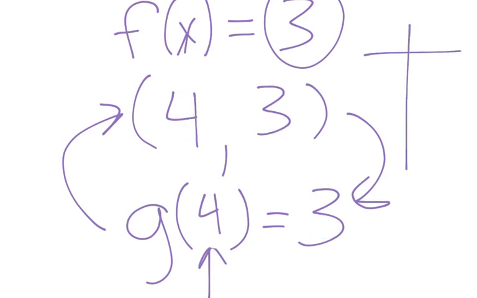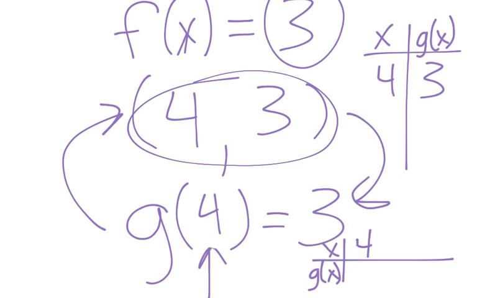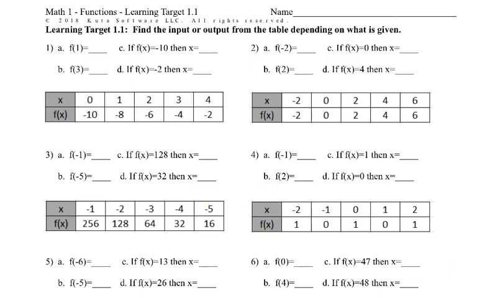On a table, generally the input is in the left column and the output is in the right column, or if we did them horizontally, whichever way they're written. Input would be just the variable, output would be the g or the f of x, or of the variable. In this situation, it'd be 4, 3, and they'd be connected. So that's what we're dealing with here.